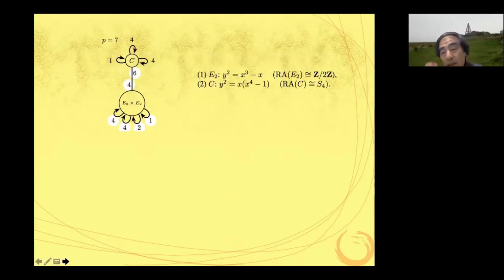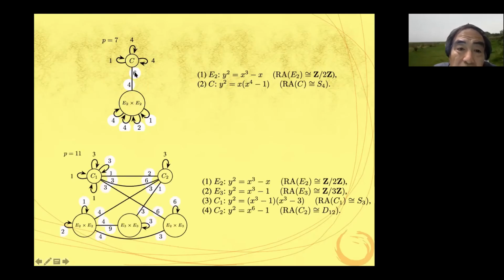And finally, we give some examples. This is a case of characteristic 7. In this case, we have only one superspecial supersingular elliptic curve, and only one superspecial curve of genus 2, like this. We have two vertices, C and E2 cross E2, and this is the Richelieu isogeny graph. The outgoing degree is 4, and the ingoing degree is 6.